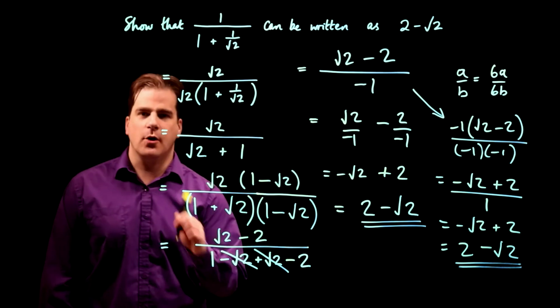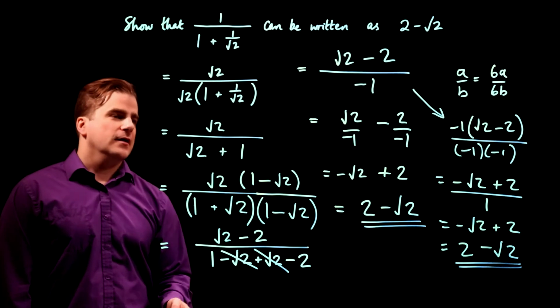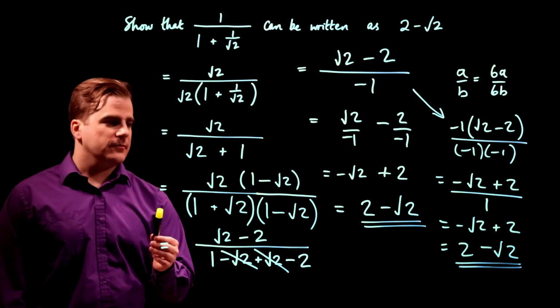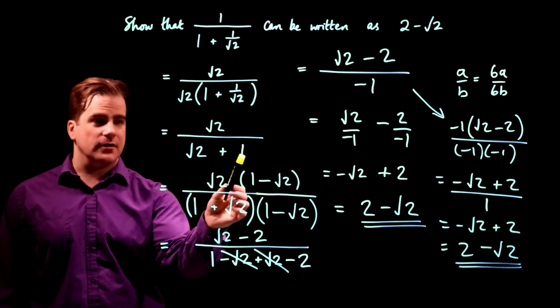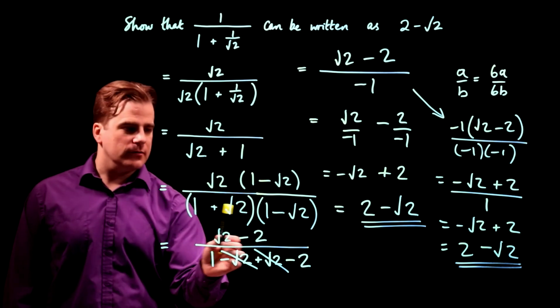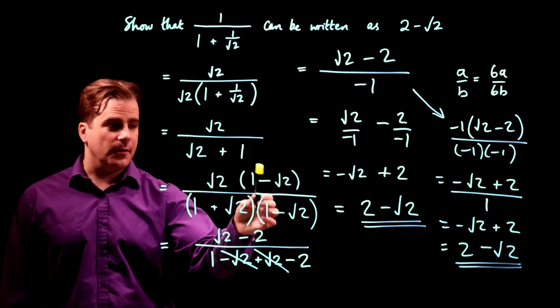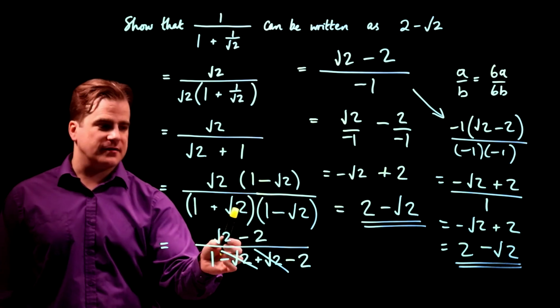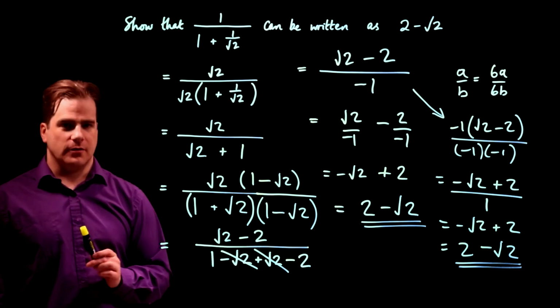Doesn't really matter. The important bit is this bit. So remember, if you have a normal number and a surd on the bottom, for example 1 plus root 2, to get rid of that, multiply top and bottom by the number minus the surd. Number minus the surd. Good.